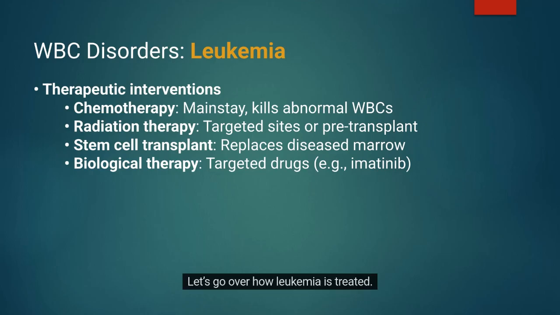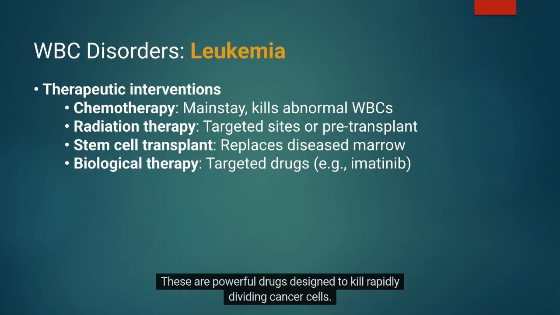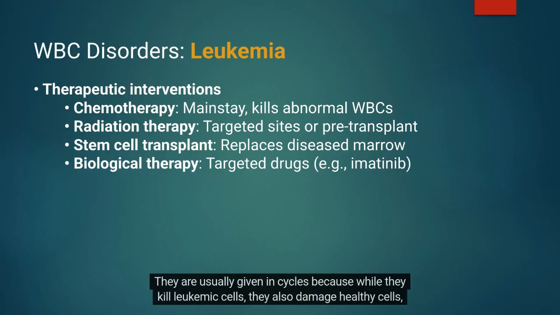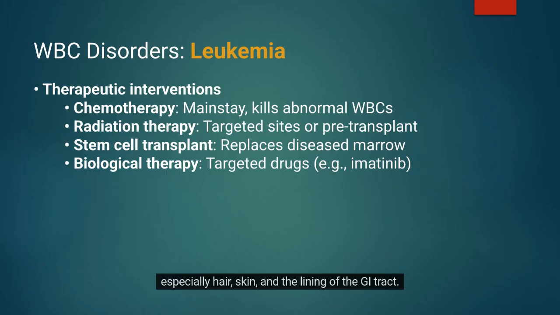Let's go over how leukemia is treated. The first line of treatment is chemotherapy. These are powerful drugs designed to kill rapidly dividing cancer cells. They are usually given in cycles because while they kill leukemic cells, they also damage healthy cells, especially hair, skin, and the lining of the GI tract.